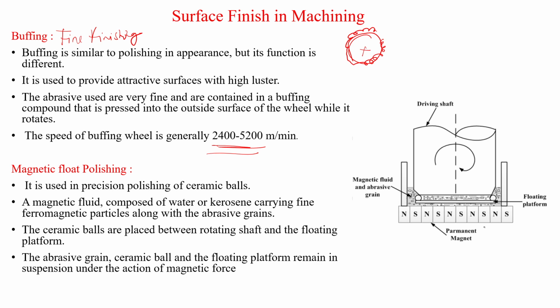Generally it is used to polish ceramic balls, which is very important. Also, a magnetic fluid composed of water and kerosene, carrying fine ferromagnetic particles, carries the abrasive grains, and because of this process the ceramic balls get proper polishing.